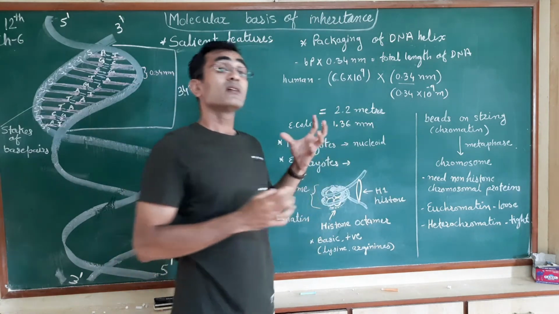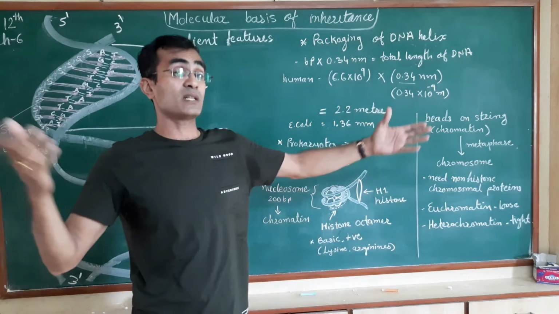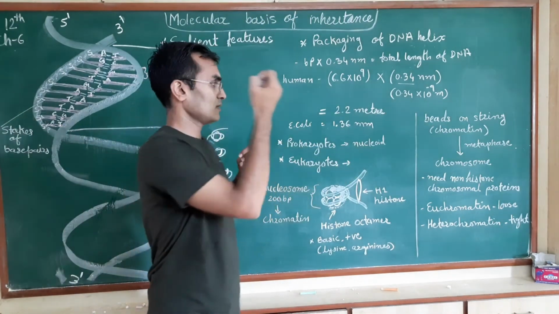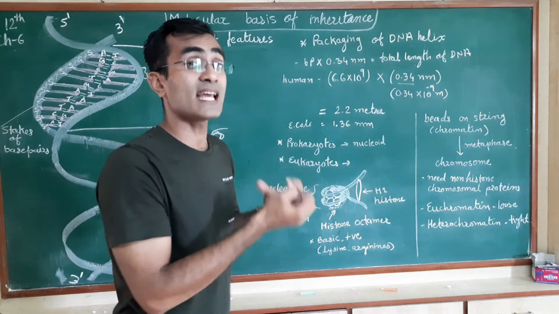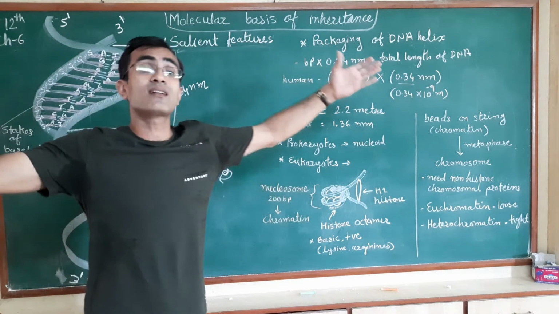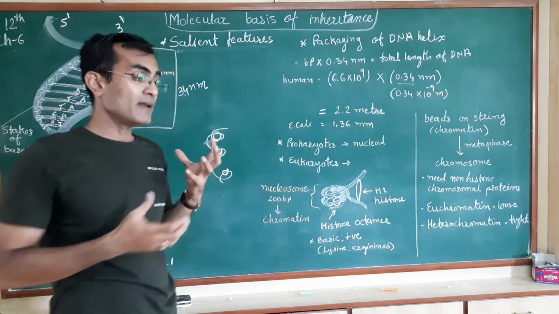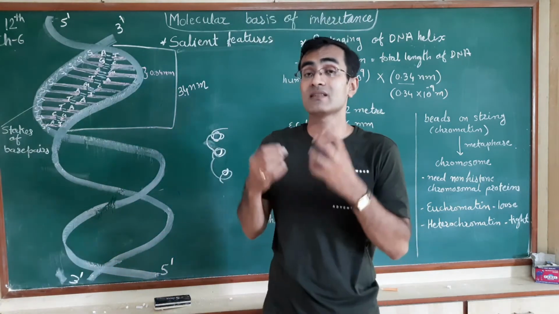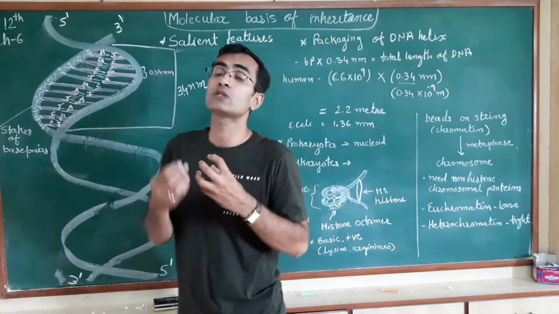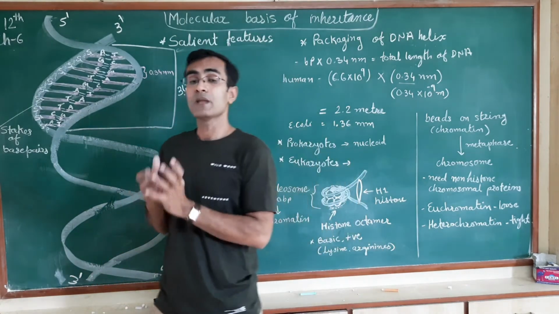Okay, so it needs certain mechanisms to pack those long strands of DNA inside the tiny nucleus, because the nucleus is very small compared to the whole cell, and the DNA length is quite larger than the whole diameter of the cell. So what will happen in the particular nucleus? There are some proteins present, and those proteins are positively charged. Normally we call them histone proteins.